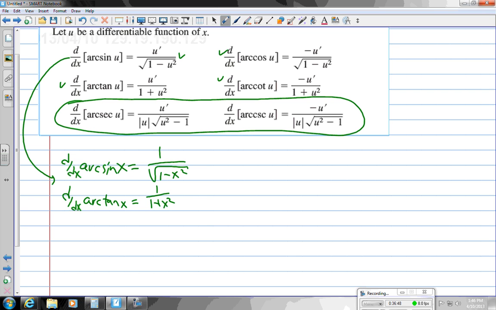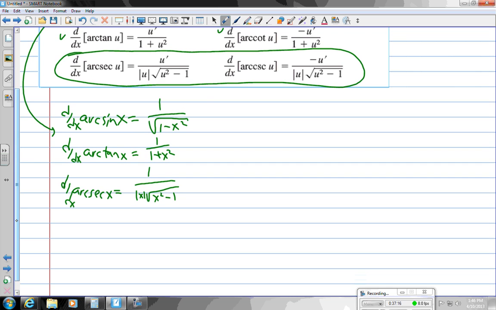So basically, if you have an x, your u prime becomes 1. So for example, again, the derivative of, let's say, arc secant x would be 1 over the absolute value of x times the square root of x squared minus 1. So if u equals x, that's what happens. Is that okay?